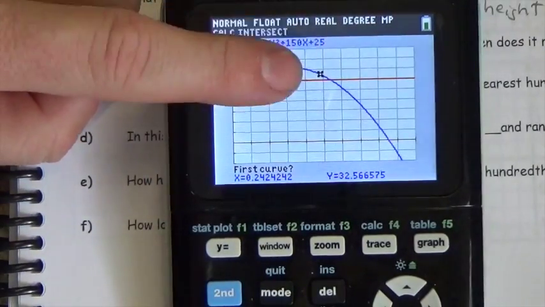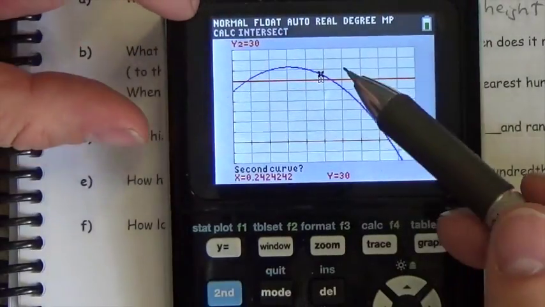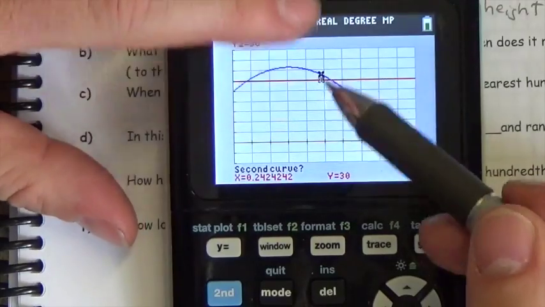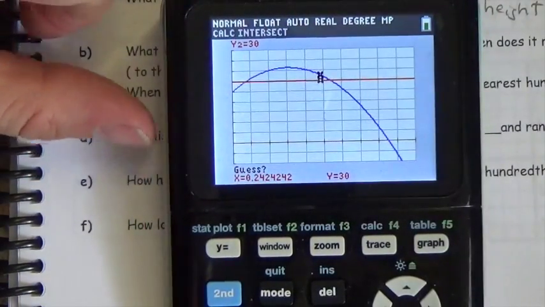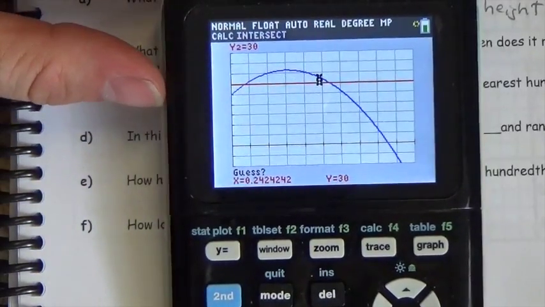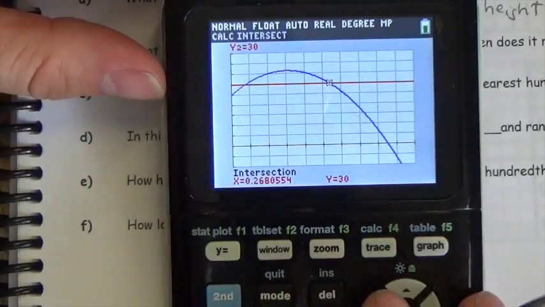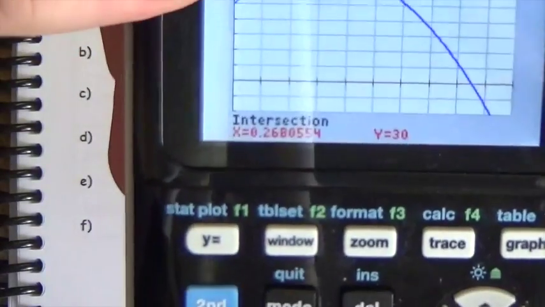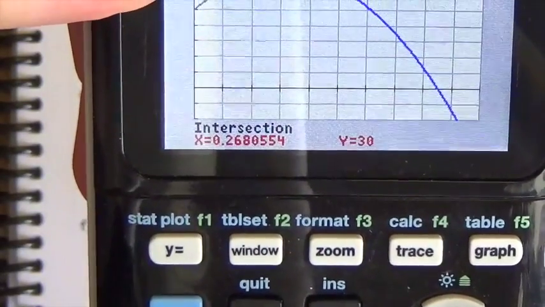The calculator is asking, am I on the first curve? And you press enter for yes. It will immediately jump straight down, or straight up, but straight down here, to the second curve. Am I on the second curve? Yes. Now it's going to ask if it can guess a value here. Don't worry about it. Just press enter to get past the guess. And it moves you very quickly to that point of intersection. Now, that time there is 0.268.